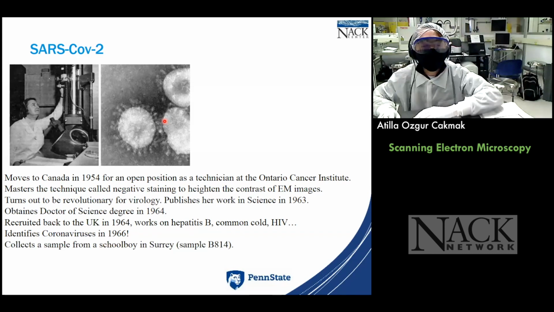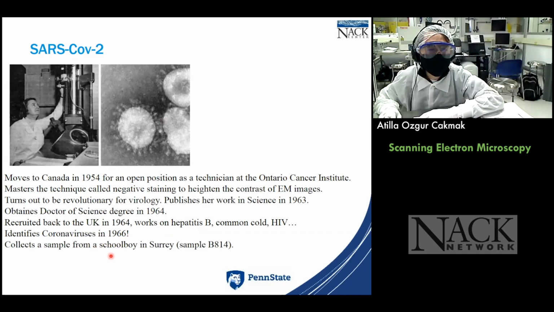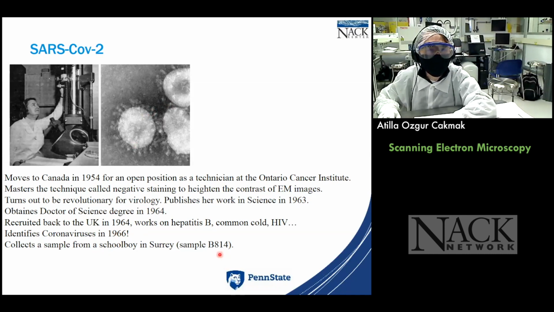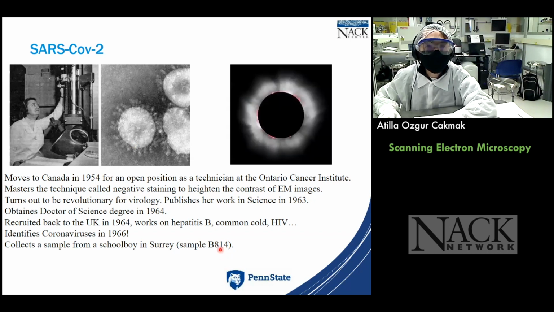And this is kind of how it happened. She got the sample from a schoolboy in 1966, and that's historically named as sample B814. She saw these halo-like structures, like the solar corona, around the viruses, and that's how she named them coronavirus.